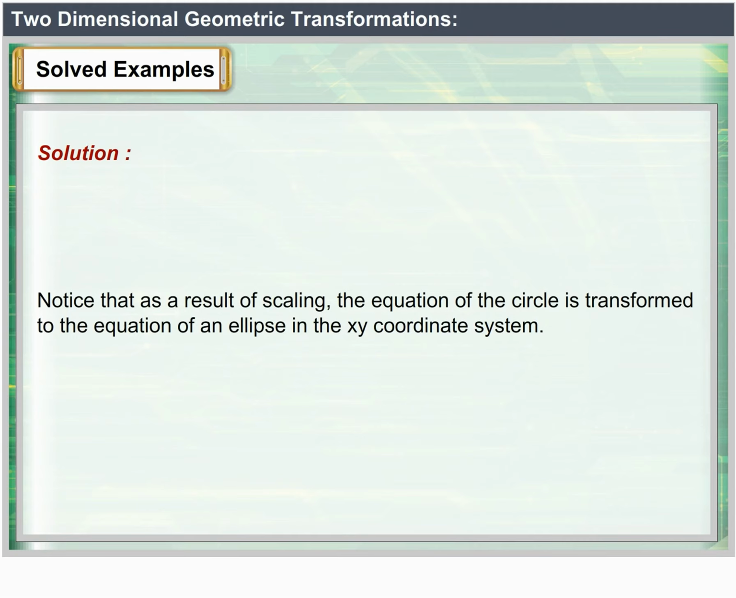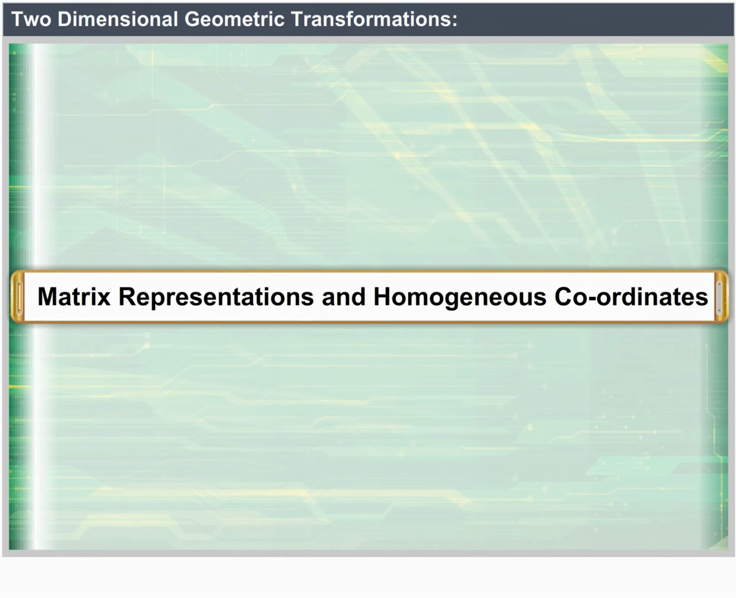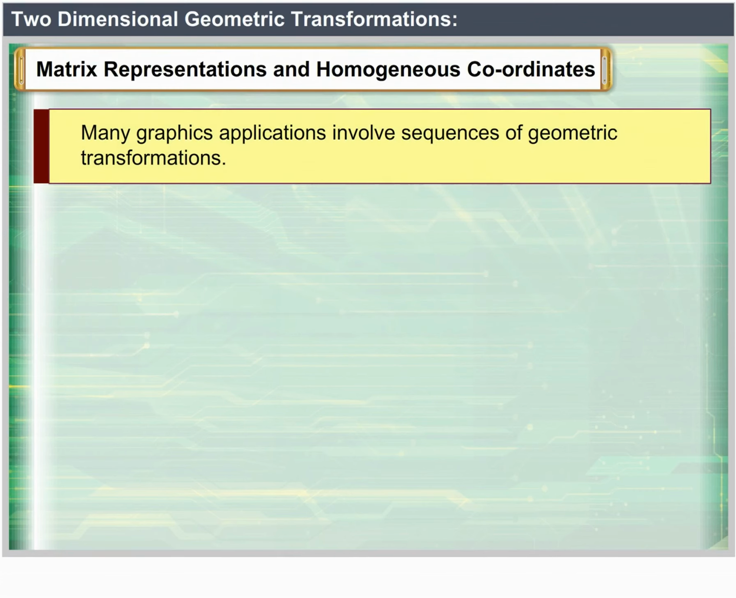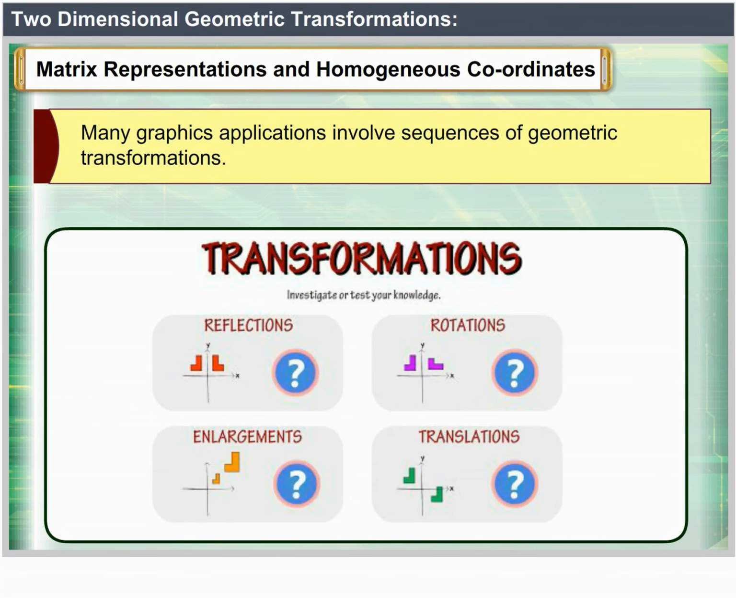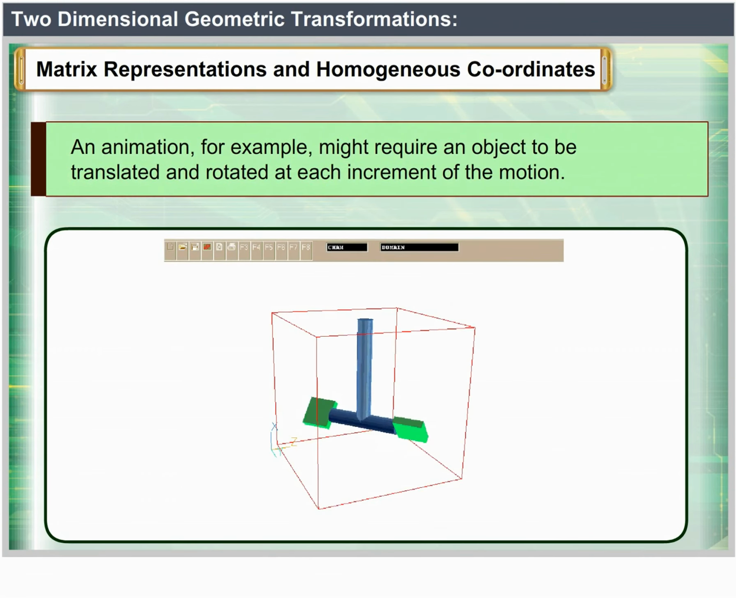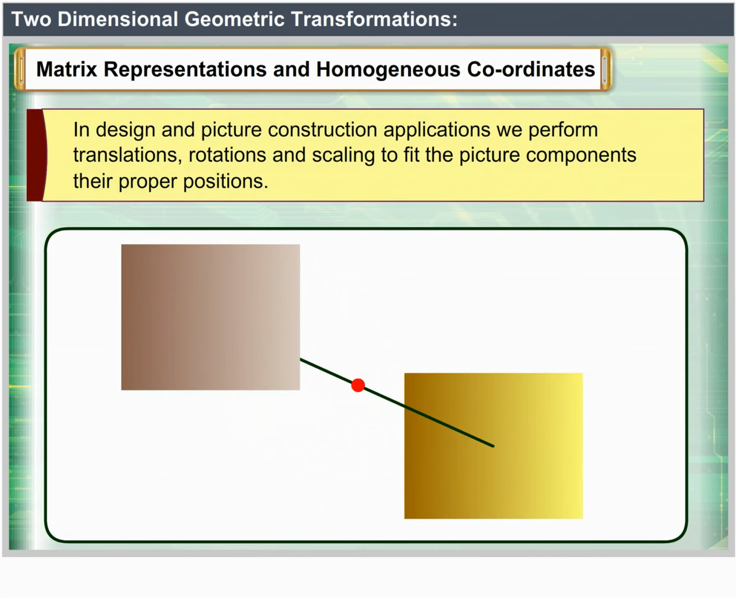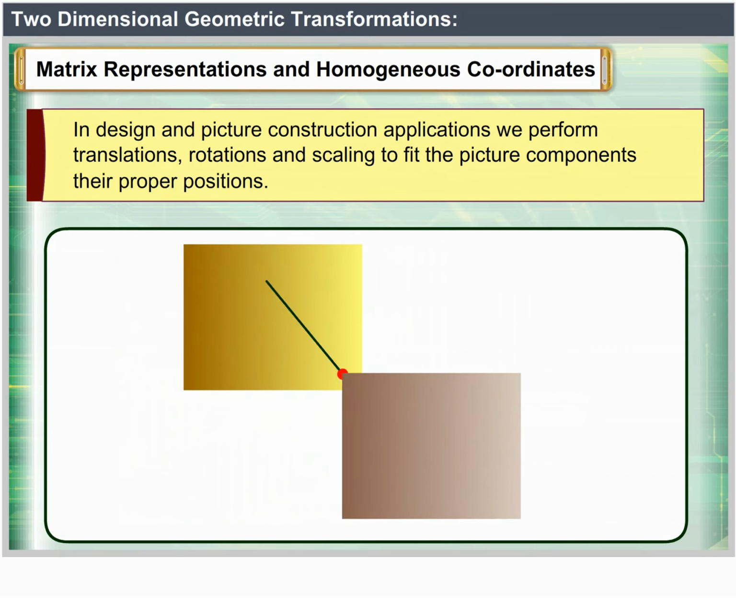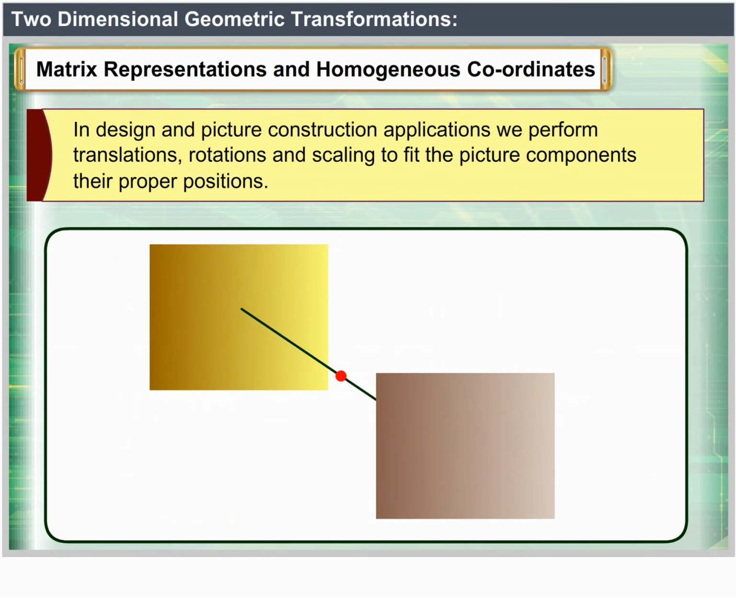Matrix representations and homogeneous coordinates. Many graphics applications involve sequences of geometric transformations. An animation, for example, might require an object to be translated and rotated at each increment of the motion. In design and picture construction applications, we perform translations, rotations, and scalings to fit the picture components in their proper positions.